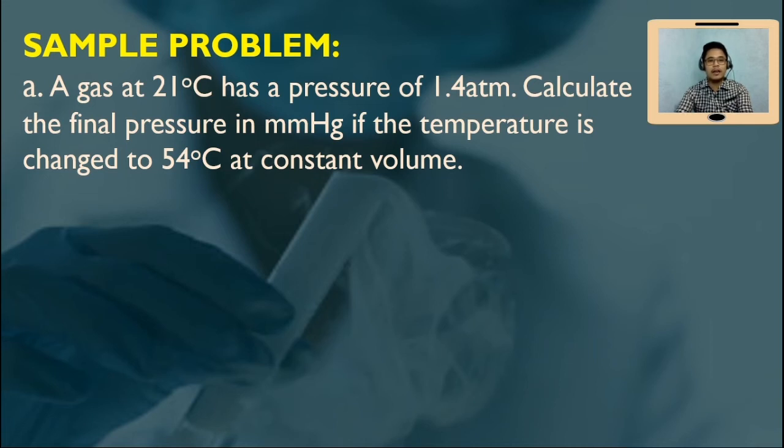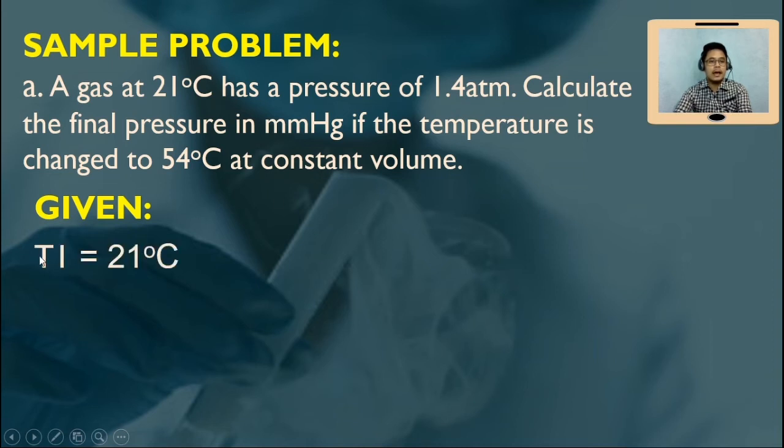So you need to calculate the final pressure in millimeter of mercury if the temperature is changed to 54 degrees Celsius at constant volume. So this time, tignan natin yung mga given at ano yung hinahanap. So the unknown quantity is the final pressure. Okay, so na-identify natin yung unknown, and it's time for us to have the different given values.